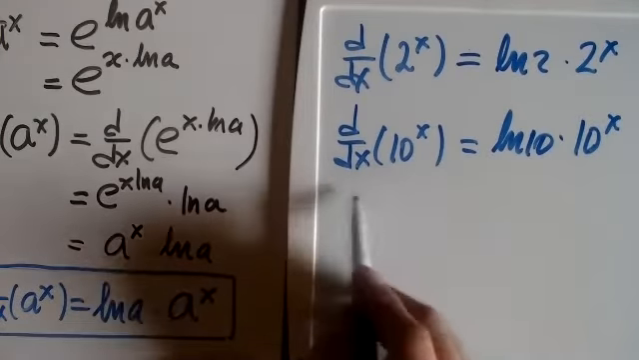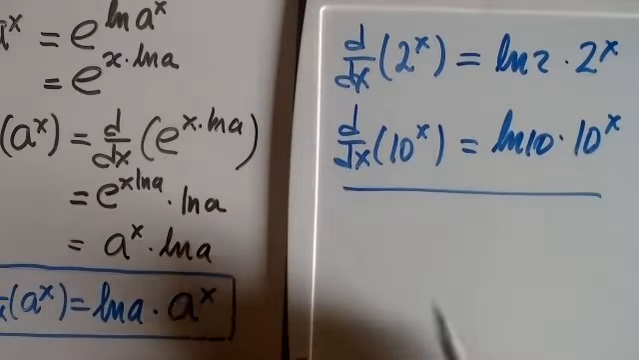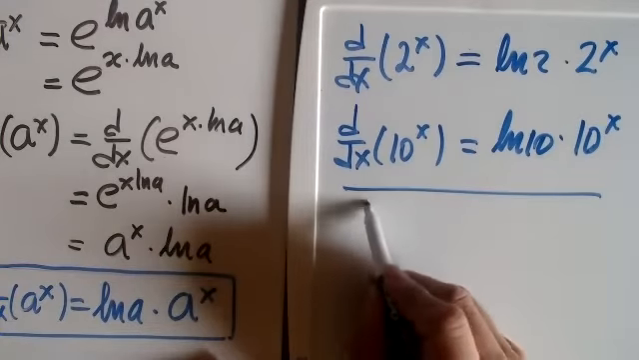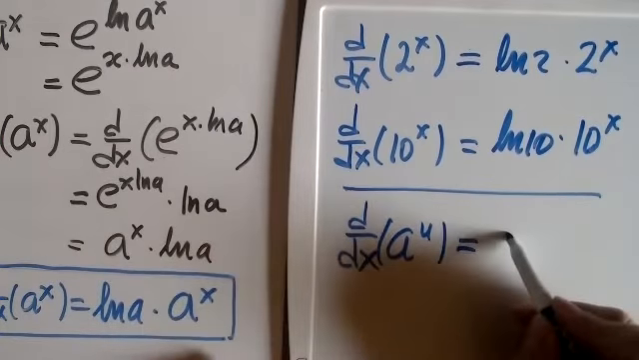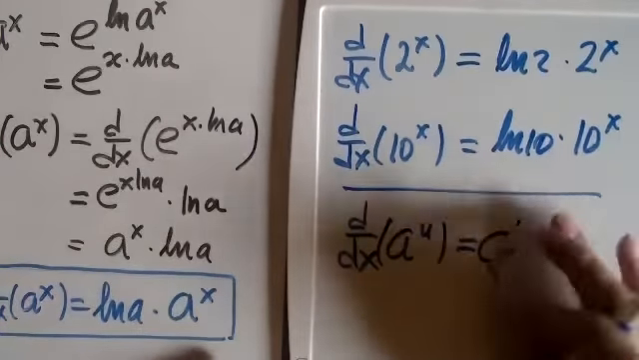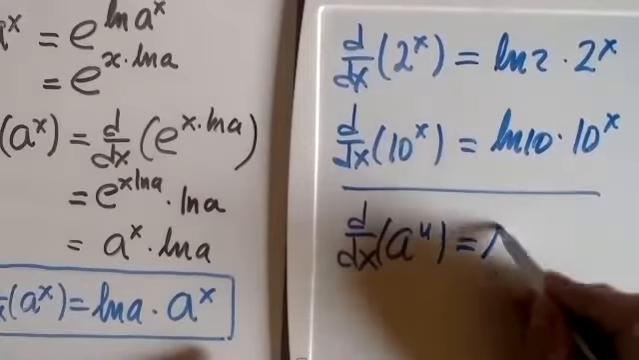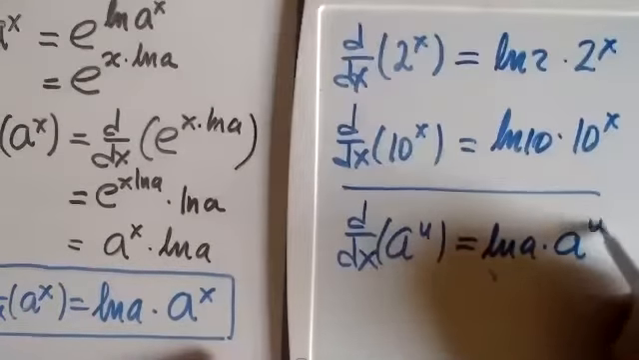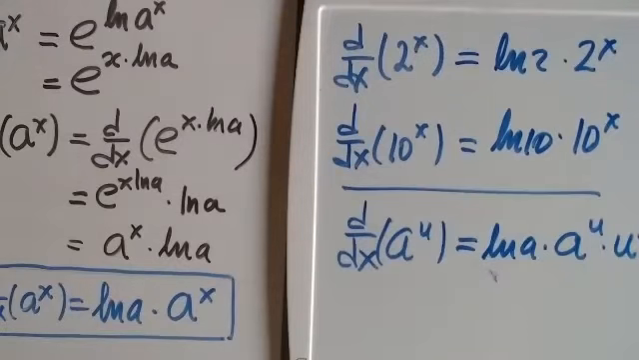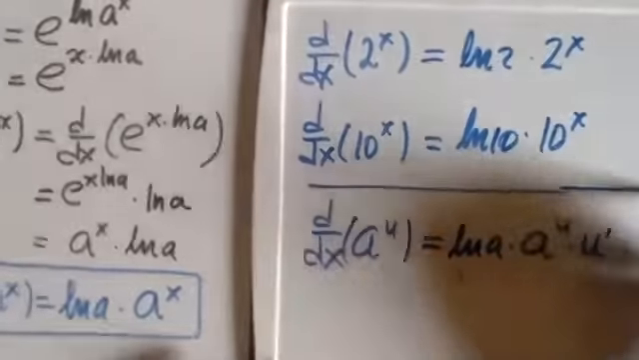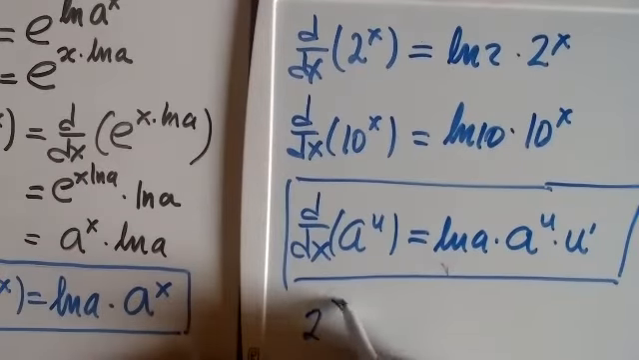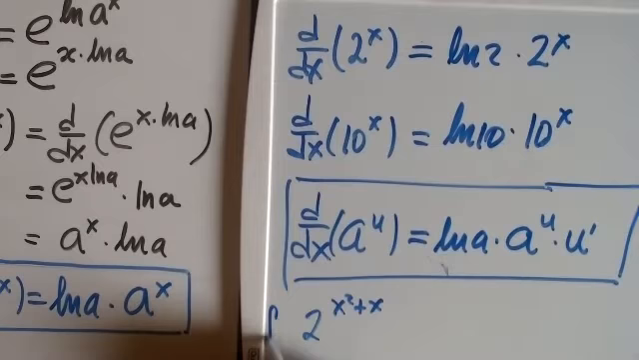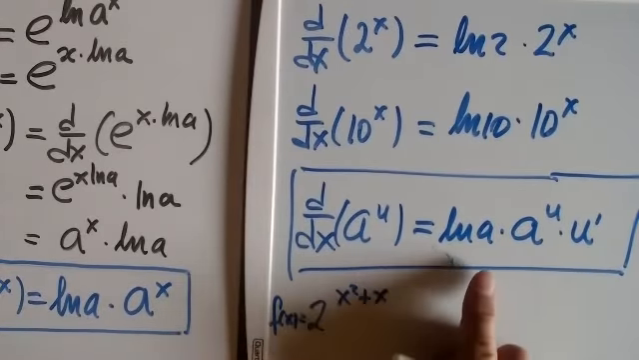Okay. So obviously we can have more complex problems. So the general rule is going to be the derivative with respect to x of a to the u is going to be a to the u, ln a times a to the u, times the derivative of the exponent. So this is going to be the general formula in case we have something like 2 to the x squared plus x. So if this is my function, if this is the exponential with this new formula, then I have to use the chain rule.